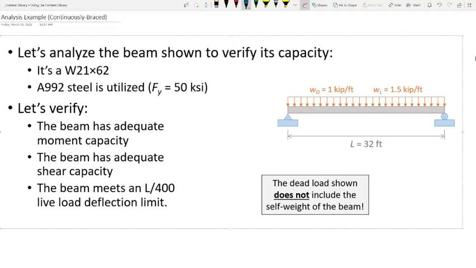Now, it's a simply supported beam with a uniformly distributed load, and one of the things I said in this box, which is really important, is that the dead load shown does not include the self-weight of the beam. So this dead load is superimposed, on top of the beam's self-weight. I use that term because I throw it out on the homework assignment. So we're going to determine that the beam has adequate moment capacity, adequate shear capacity, and an L over 400 live load deflection limit.